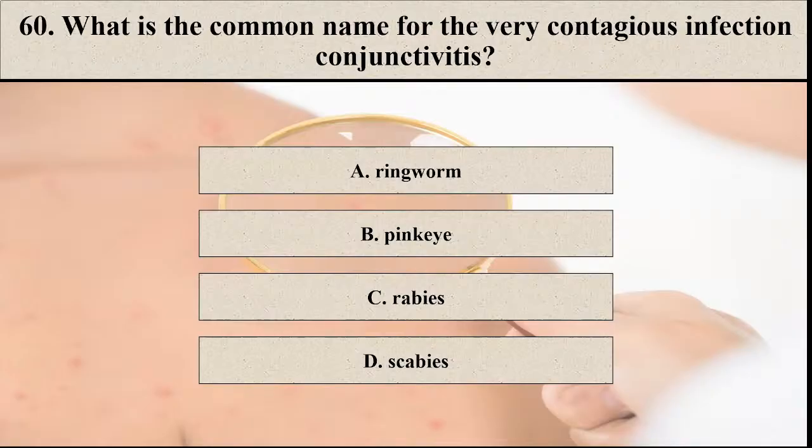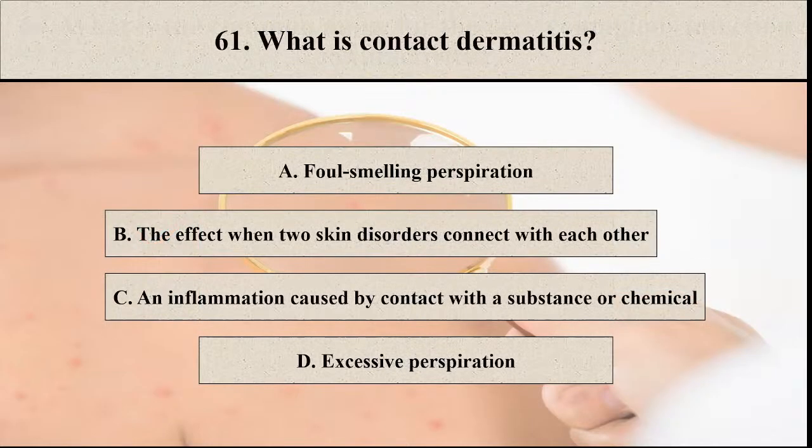What is the common name for the very contagious infection, conjunctivitis? Is it ringworm, pink eye, rabies, scabies? If you chose B, pink eye, you are correct.